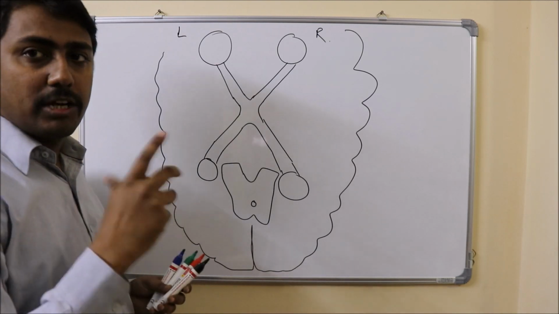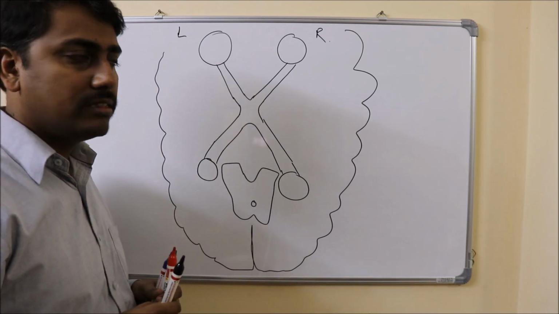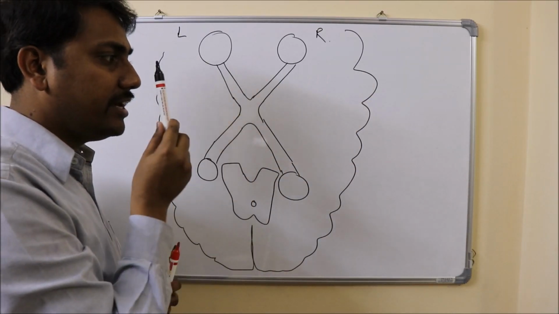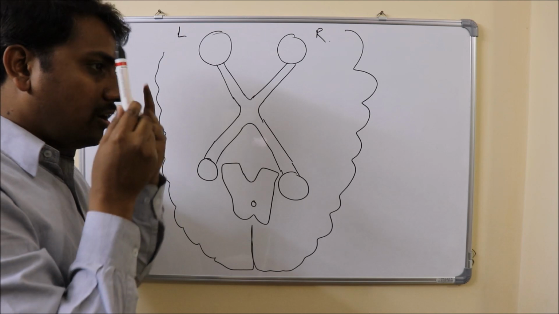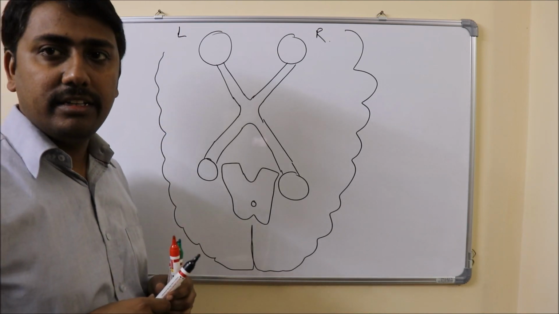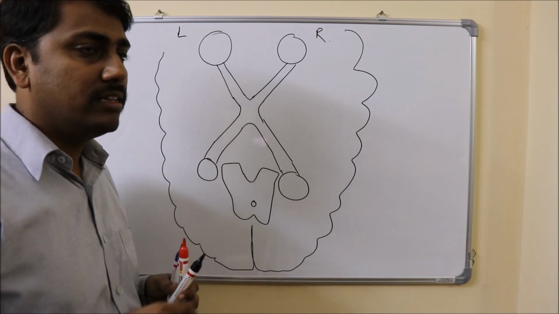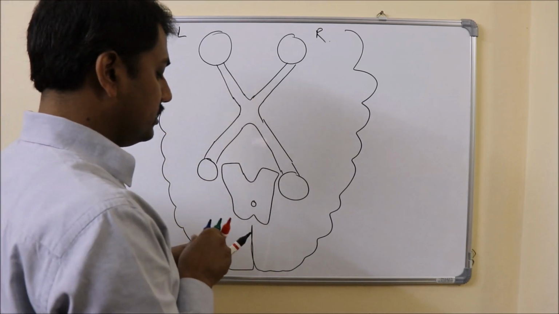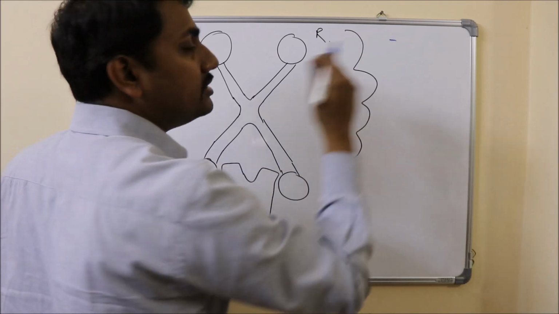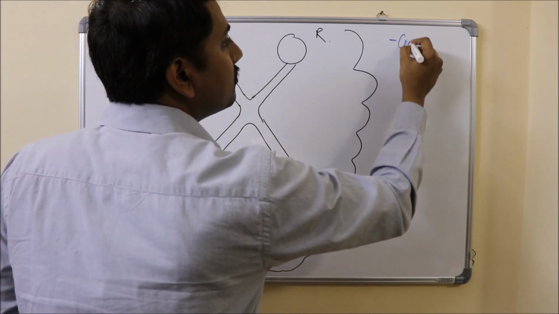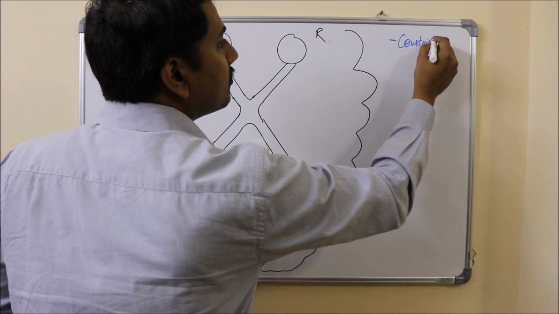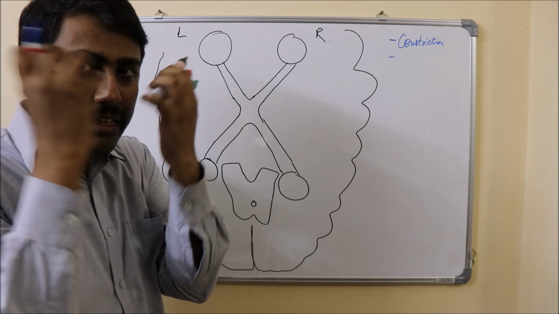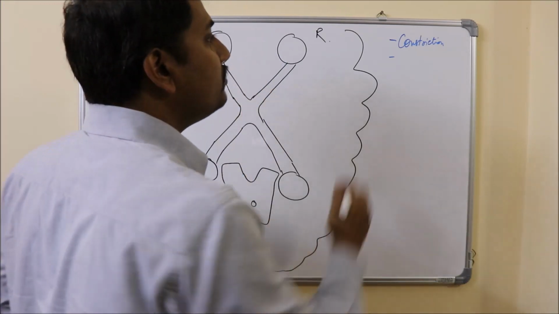So now what happens in accommodation? Accommodation reflex is basically whenever a distant object is brought nearer to the eye, the events occurring in the eye are together known as accommodation reflex. In this, three events occur. First is the constriction of pupil. Second is the convergence of the eyeball towards the object.